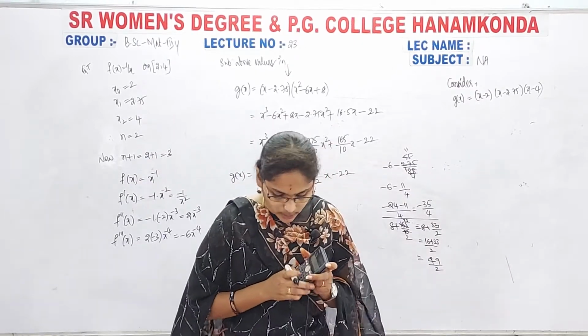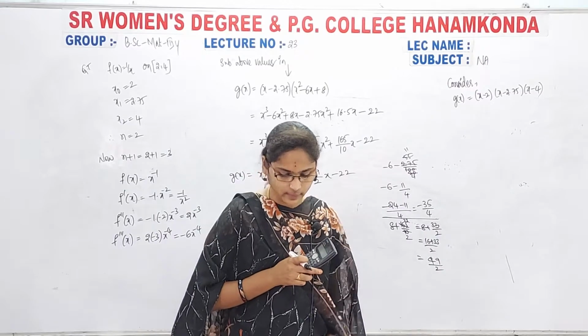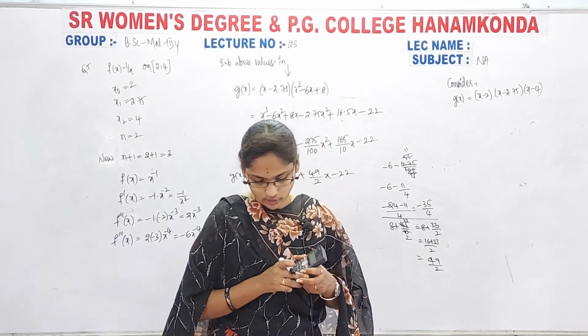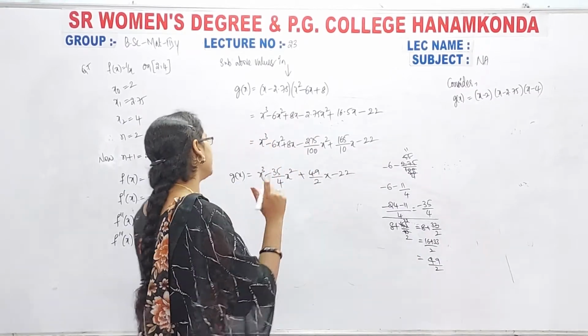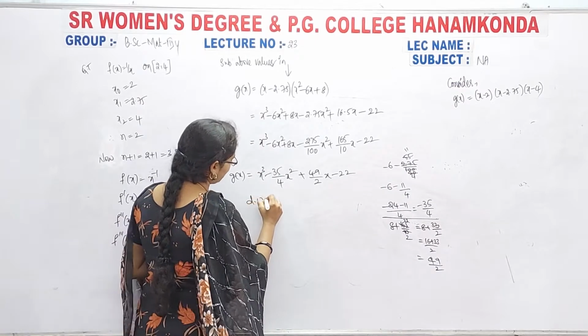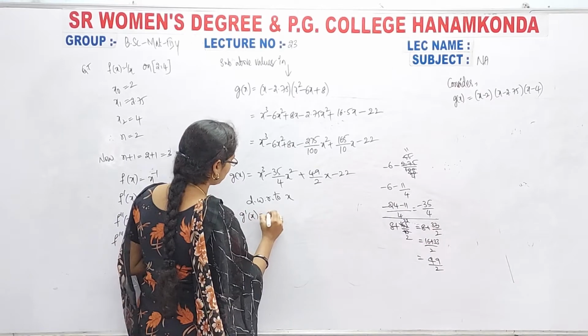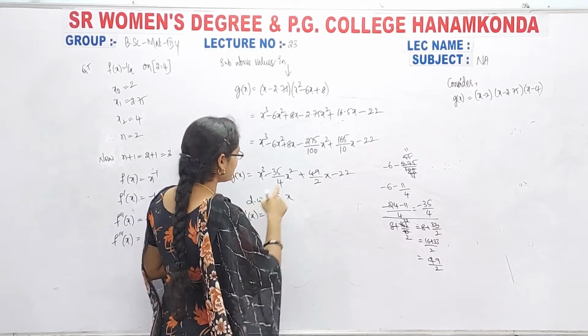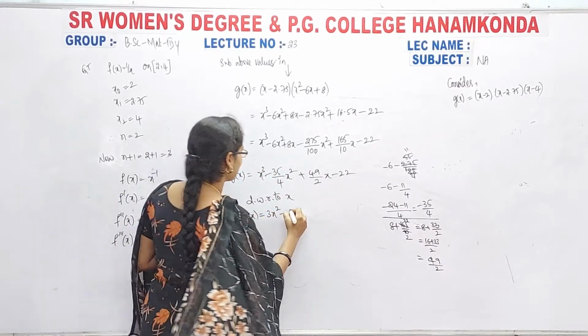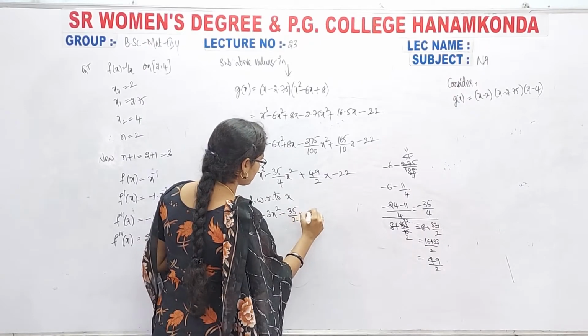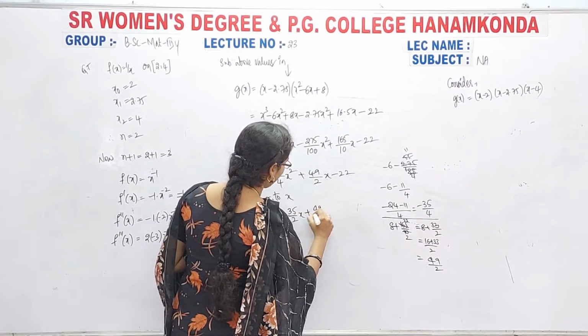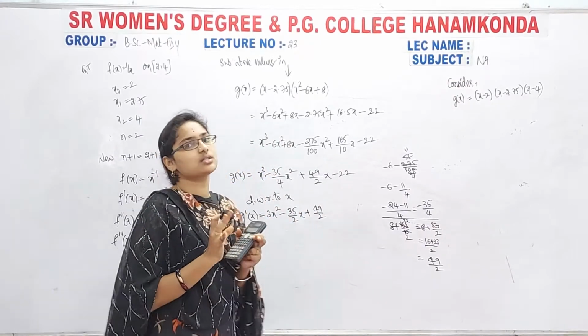Now to know the values clearly I have to take the derivative with respect to x. So differentiate with respect to x. Then g dash of x is equal to 3x square minus 2x, the 2 gets cancelled, minus 35 by 2 x plus 49 by 2. So this is nothing but the value.